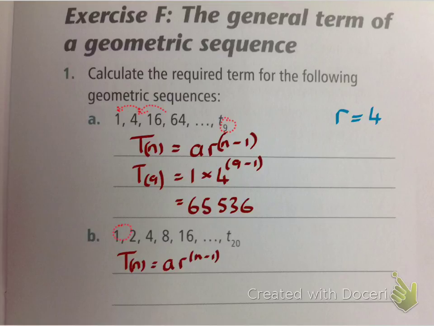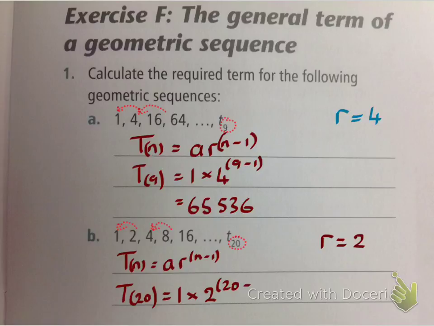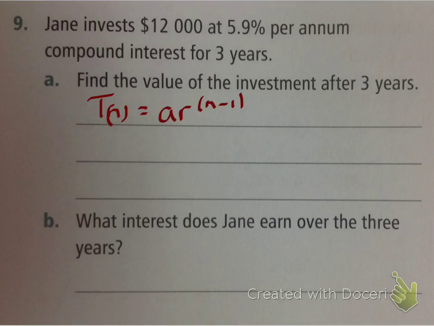The first term is 1, the ratio is 2 because it's doubling, it's consistent across all the terms. Put 20 in there, work out what 2 to the power of 19 is, and you get 524,288.